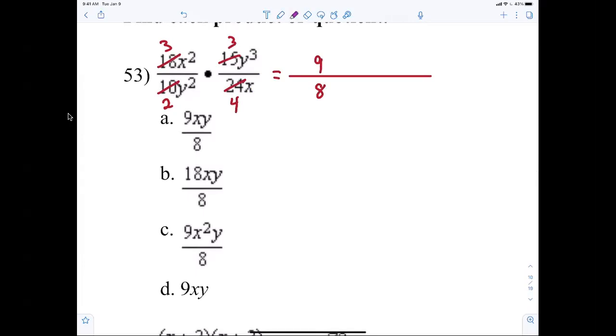Now I'm counting the x's at the top, 2 at the top, 1 at the bottom. So it leaves me an x on the top, and then y on top. 9xy over 8.